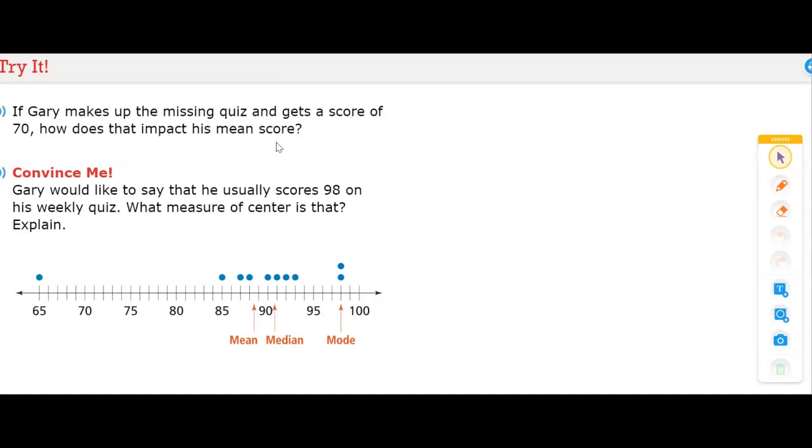So the question is, how does him making up the quiz impact his mean score? Well, now his mean score went from 80.6 or 80 6/10 to 87. So his mean, or his average, went up. So now you know, like when you get a 0 on an assignment, how far down your grade goes. He went from having a low B to now having a high B.